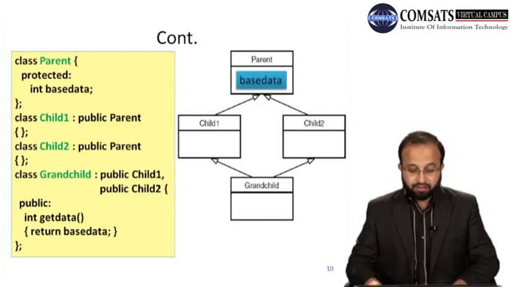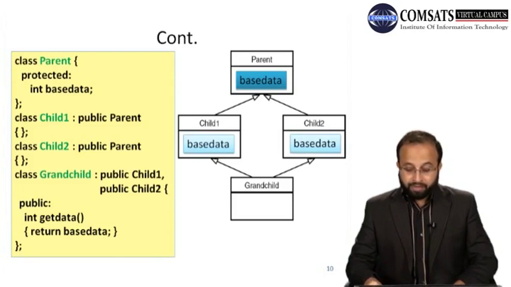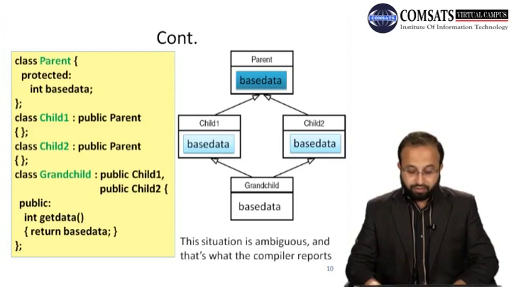So that is the base data of a parent class. So when child 1 is inherited, it gets its own copy, child 2 is inherited, it gets its own copy. Now अब grandchild जब access करेगा base data को, then there is a confusion. So this situation is ambiguous because अब compiler को पता नहीं चलेगा कि base data वो child 2 से access करे या child 1 से access करे, right? And that's why the compiler reports an error about that. So compiler इस situation में एक error report करेगा.